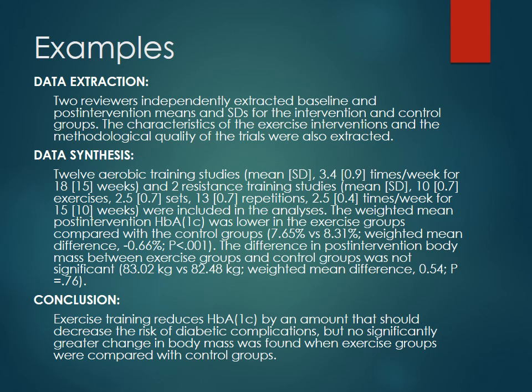So basically they said exercise training reduces A1C by an amount that should decrease the risk of diabetic complications, but no significantly greater change in body mass was found, blah, blah, blah. So again, by being able to pool those studies together, you come up with a more consistent answer to say, yeah, it probably helps with your A1C. So having one study say no, one study say yes, this gives you a better answer.